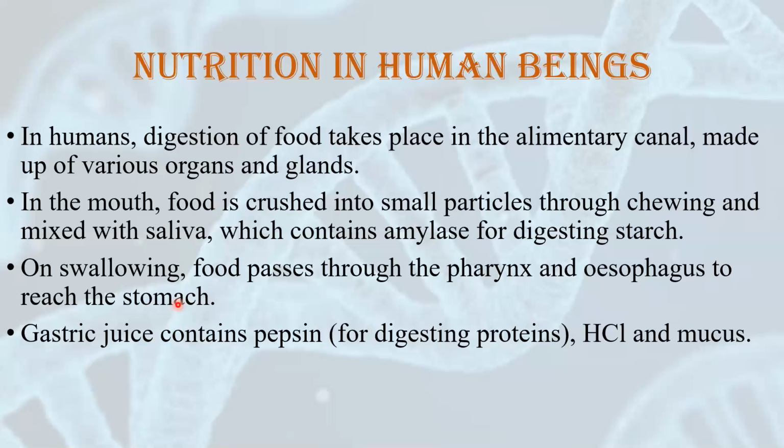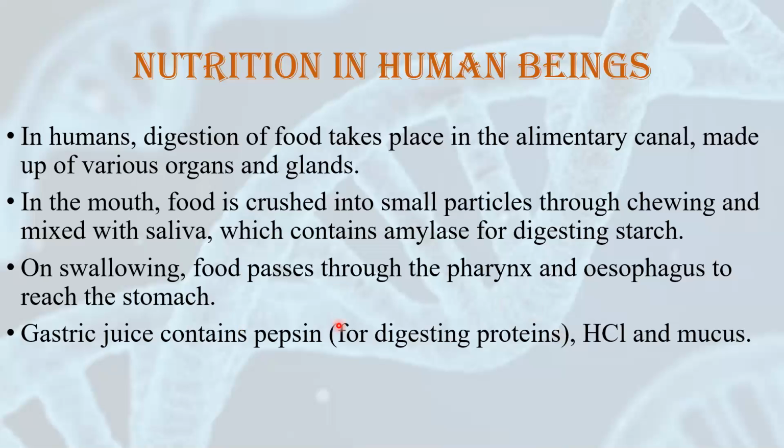Now in the stomach, what happens? In the stomach, gastric juice is released. Gastric juice means the liquid that is released from the inner wall of the stomach. Gastric juice contains three things. One is pepsin, second is HCl, and third is mucus. First of all, let us see why pepsin is released. Pepsin is released for digesting proteins. Here you have seen in the mouth, starch digestion took place. Starch digestion is not completed. It has been started here. In gastric juice, protein digestion will start.